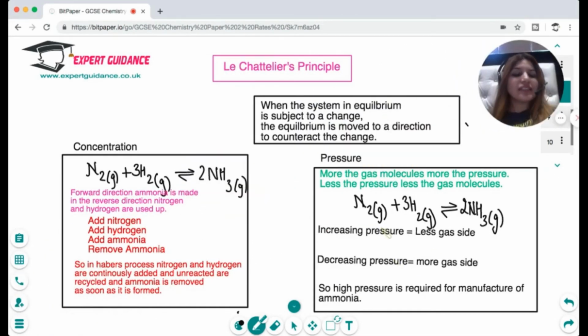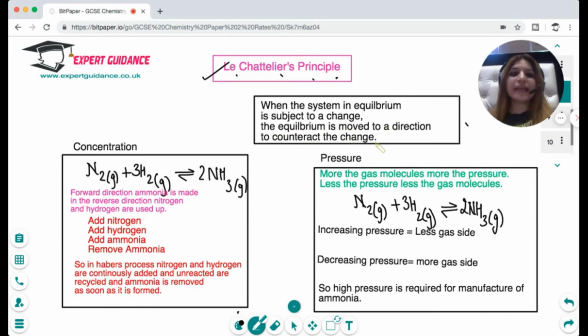Now, why are we studying equilibrium? So that we can alter equilibrium. And how can we alter equilibrium? By this Le Chatelier's principle. Now, first of all, remember the definition and always write it in the same way. When a system in equilibrium is subject to a change, the equilibrium is moved in a direction to counteract the change.